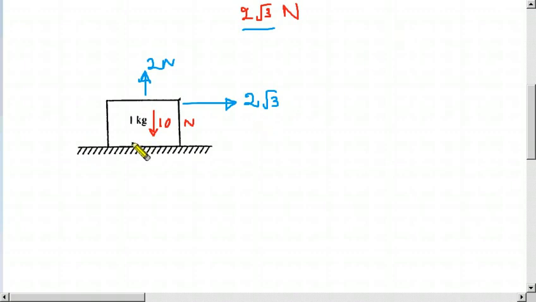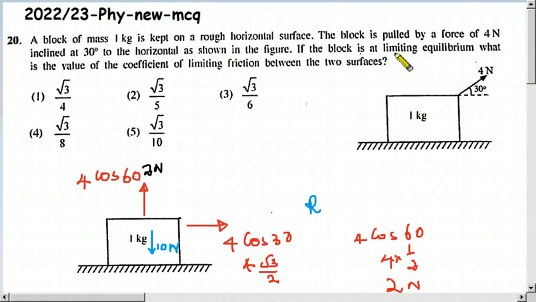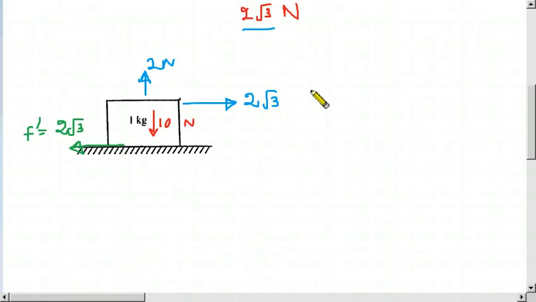So the friction is always opposite the motion. So this way the friction we can mark as F dash. So that is also equal to 2 times root 3. Actually it is a little bit less than this one, but we neglect that difference. We take it as similar to this given force because it is at the limiting equilibrium. So this one is the F dash force, that is the friction.